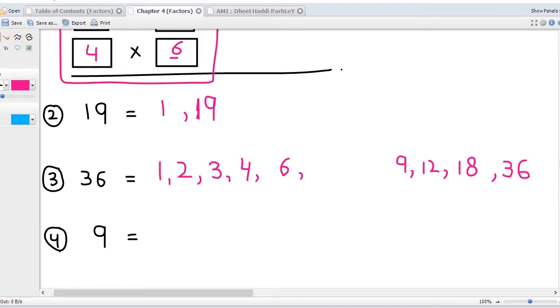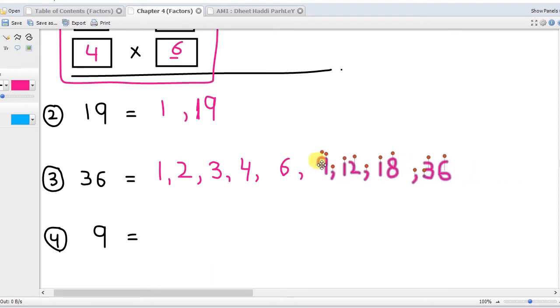So now you just need to shift these numbers close to this sequence. And here we are done making the factors of number 36, which are 1, 2, 3, 4, 6, 9, 12, 18 and 36, right?